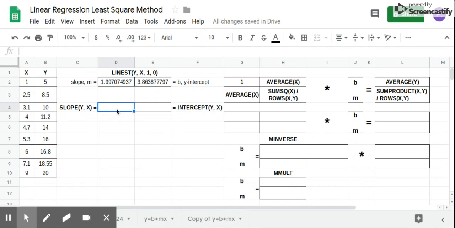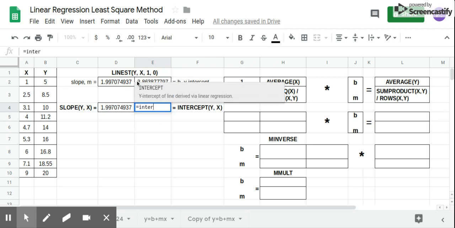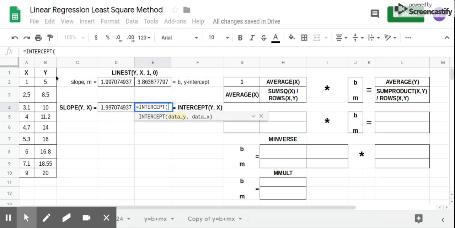These values can be calculated or determined using the SLOPE function: known data y, known data x, and the INTERCEPT function: known data y, known data x.